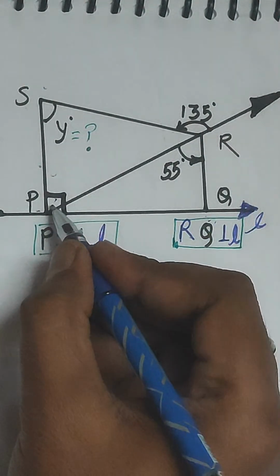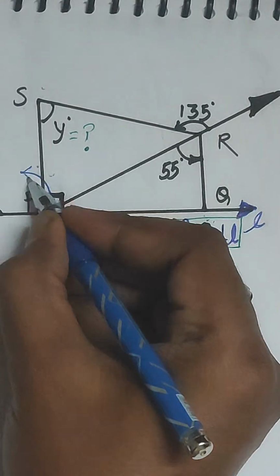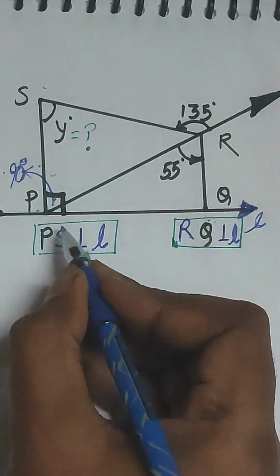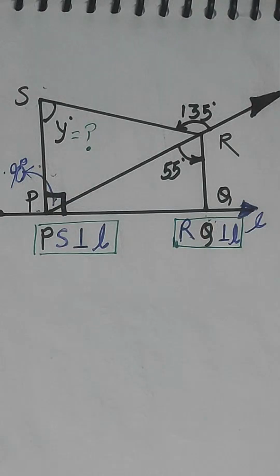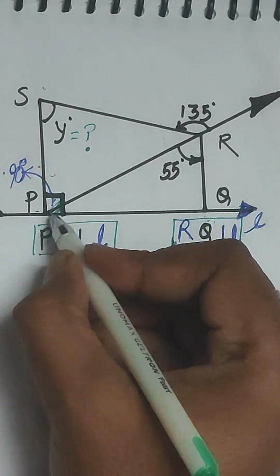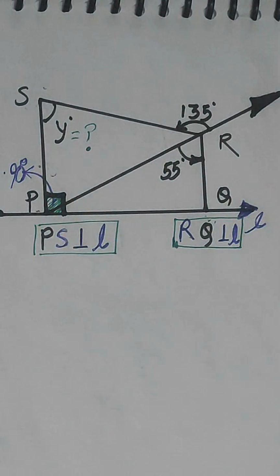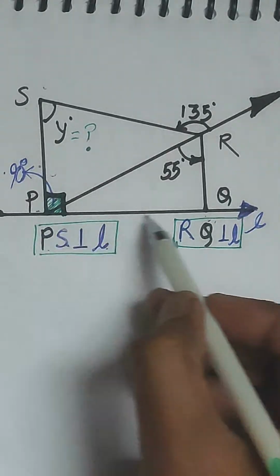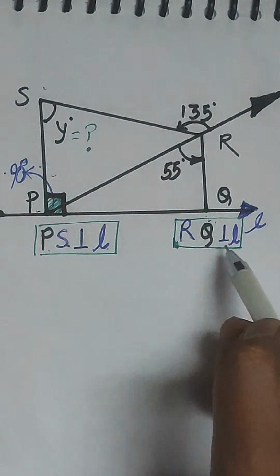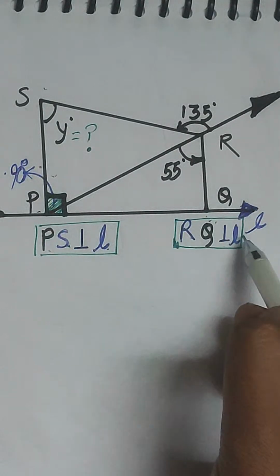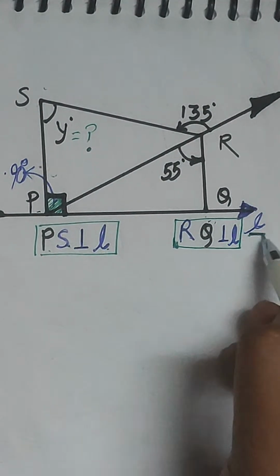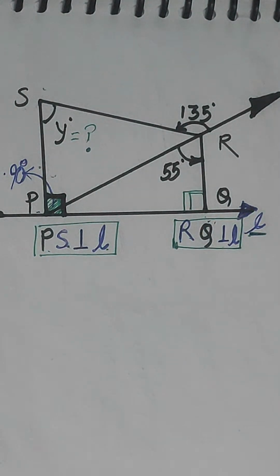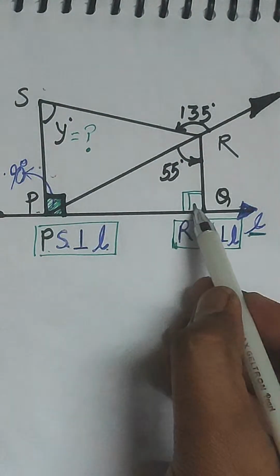So we can say that this angle is 90, that means angle SPQ. If this angle is 90, then here you can see, since PS is perpendicular to this line L, and RQ is also perpendicular to this line L, this angle is also equal to 90 degree, right? So both of these are 90.